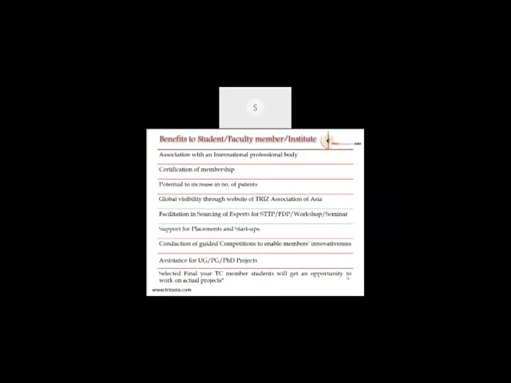So, benefits to the students or faculty members or institute. Basically, this chapter is not only limited to students, it is also for faculty members, and there are many industrial people also who are interested in this. In fact, when we started it with the students chapter, but many faculty members said that we are also interested.